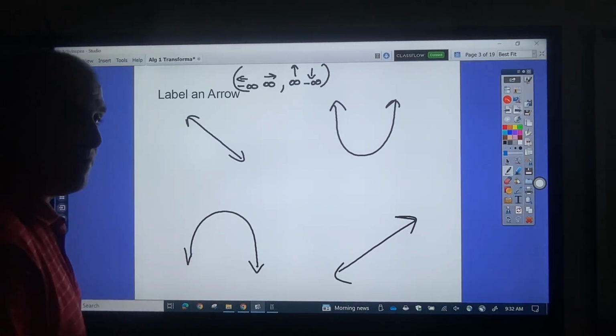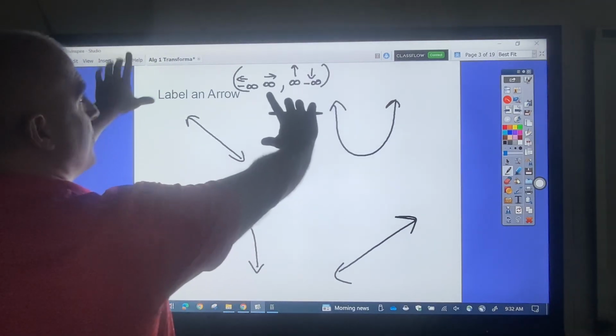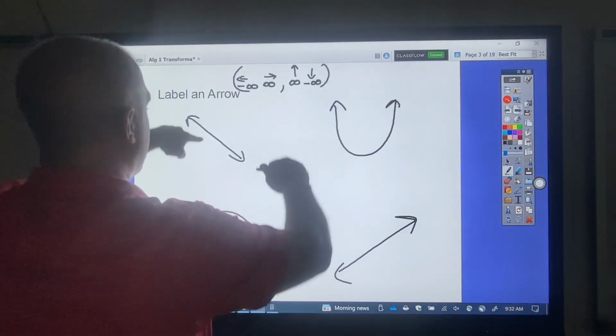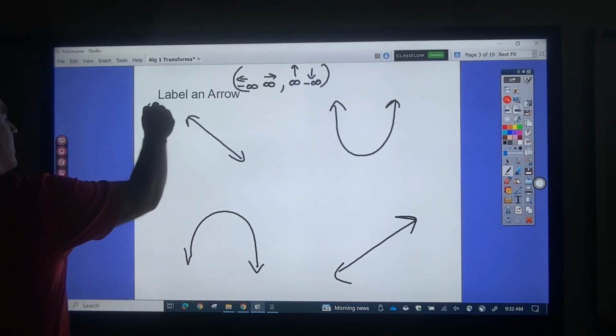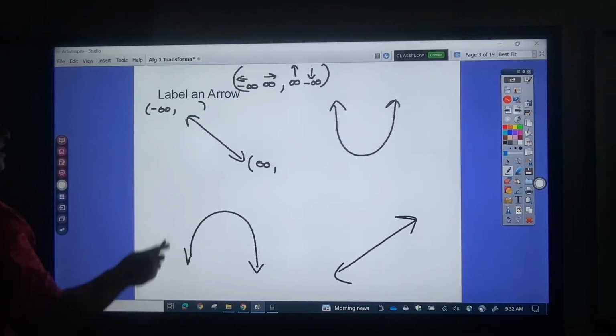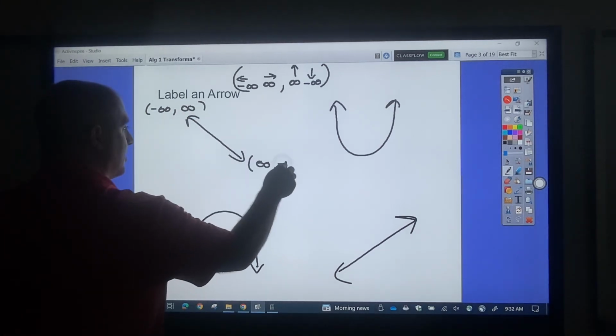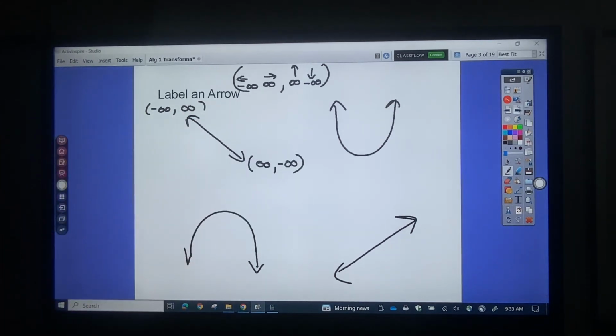Now, how you figure out whether the left arrow is a right arrow, just hold up your hands. Whichever arrow is furthest to the L, the actual L, that's the left arrow. So that's negative infinity, and this one would be positive infinity. What is this arrow doing? It is going up. What is this arrow doing? It is going down. So that is how I label that one.